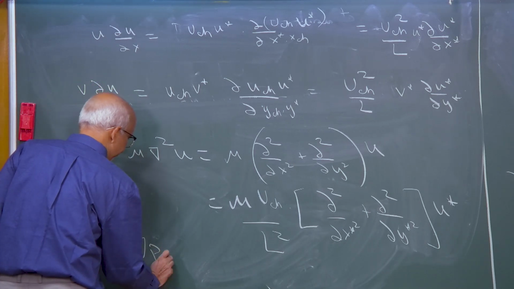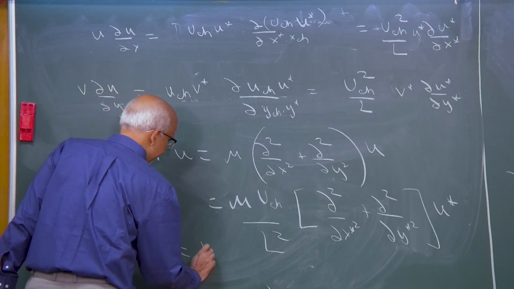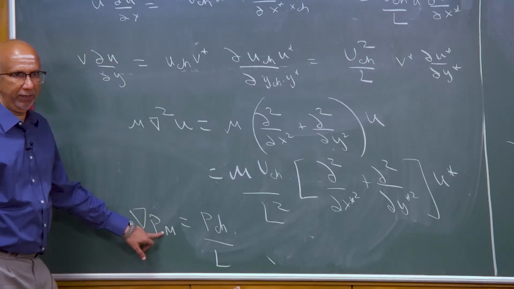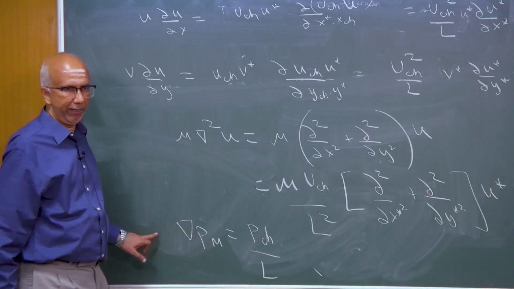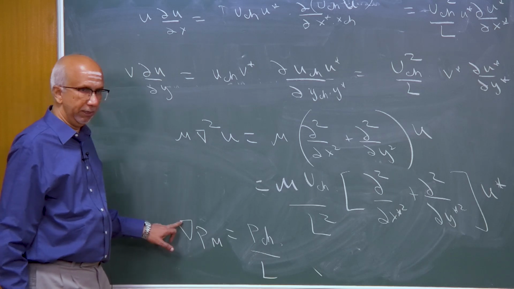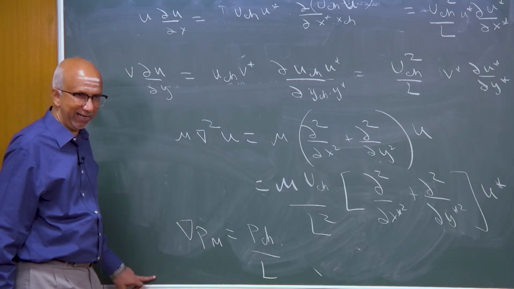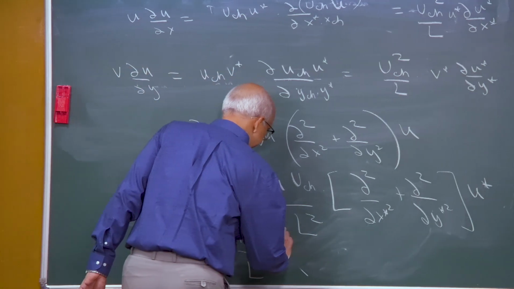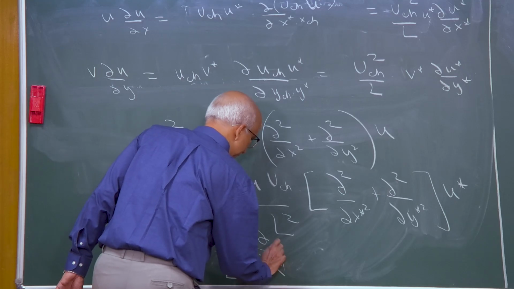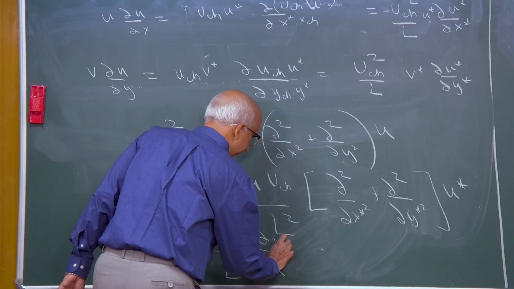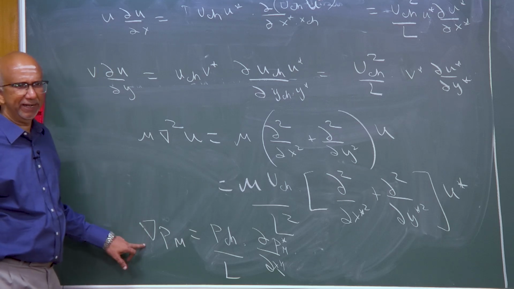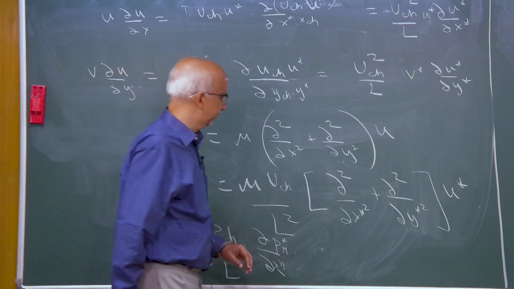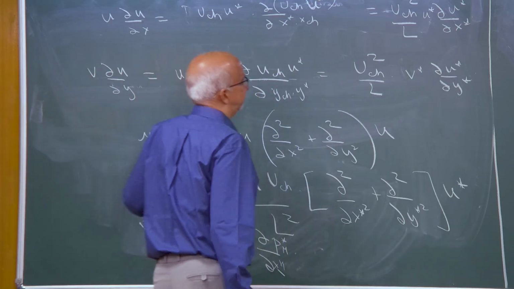And the modified pressure will be P characteristic by L. When I convert this to star, I will get P characteristic in the numerator. When I convert the derivative to dimensionless, I will get L in the denominator, okay. That is what I am writing here, is equal to d by dx star of Pm star. This is basically in x direction, so del Pm is dP by dx. We substitute all of this in the equation.